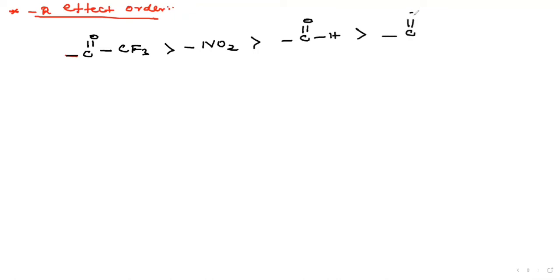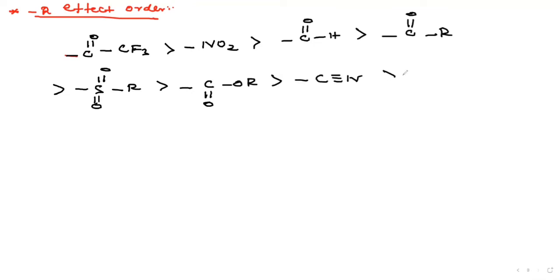Okay, please note. What is the order? It should be C double bond O and CF3, then followed by NO2, and followed by C double bond OH, then C double bond OR, these are carbonyl groups, then S double bond O double bond OR, and C double bond O OR, then C triple bond N, then C double bond O NH2. Okay, they are what? The electron withdrawing groups. It should be the minus R effect.